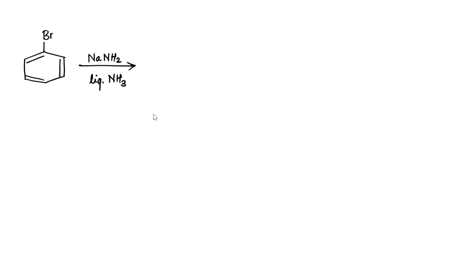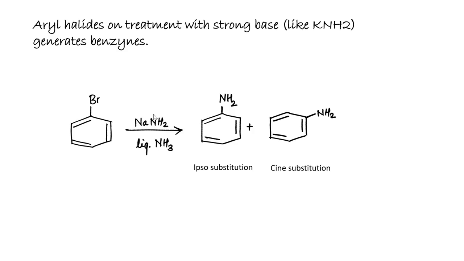Let's see. But firstly, before that, we clear one point. In the case of ipso substitution, what does it mean? If substitution takes place at the same carbon, means firstly the bromine is present at this carbon, and after the reaction the NH2 will be substituted on the same carbon, then it's called ipso substitution.